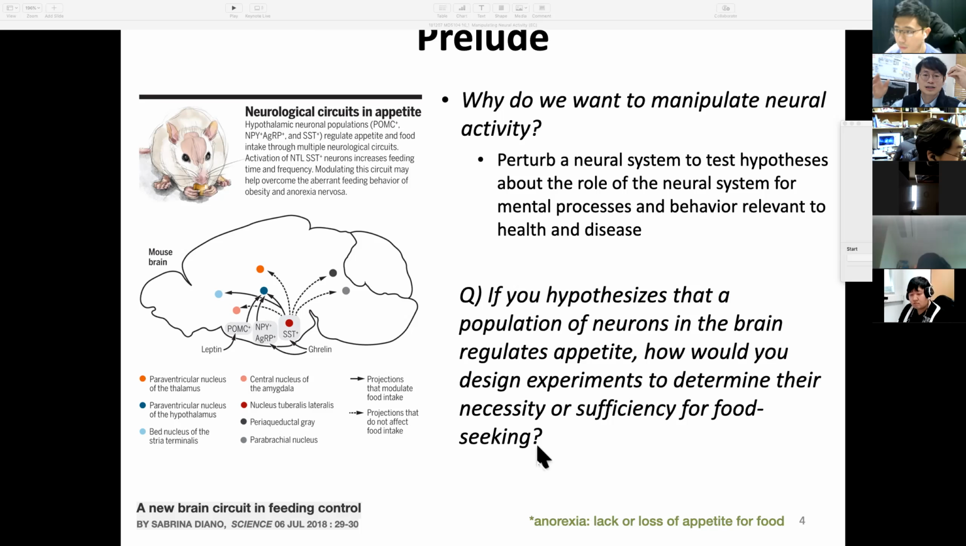Okay, then the first question to ask ourselves is, why do we want to manipulate neural activity? That sounds kind of artificial, okay? The reason is that the ability to engineer and manipulate means we have a lot of control over the system.